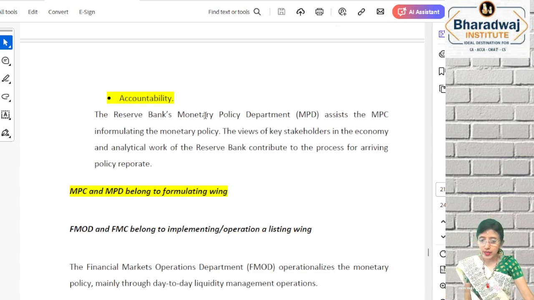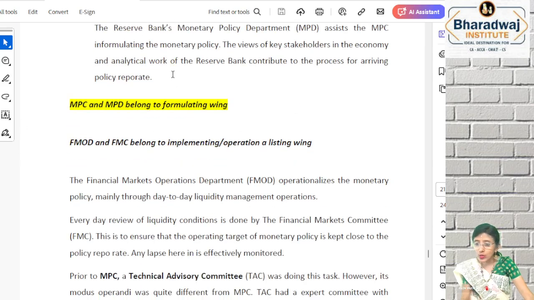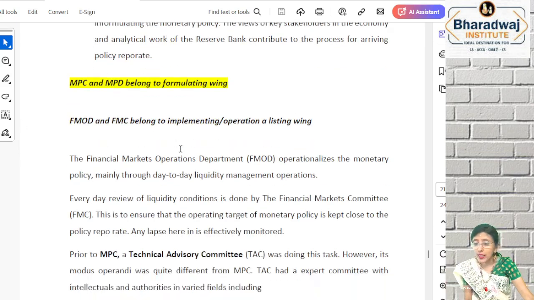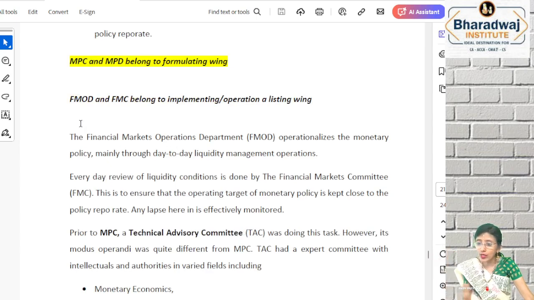It's a very interesting thing. It is assisted by the MPD, the Monetary Policy Department. The Monetary Policy Department assists the Monetary Policy Committee. Are you clear? Now the next one: these two are the formulation wing. The implementation wing has 2 members. Who are they? FMOD and FMC. FMOD is the Financial Markets Operations Department. This will be assisted by the Financial Markets Committee.